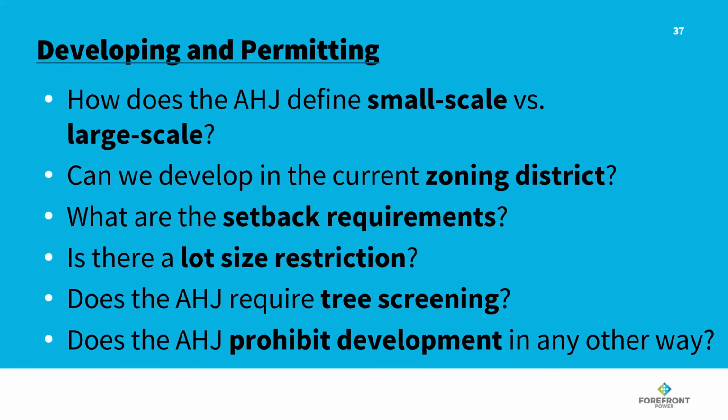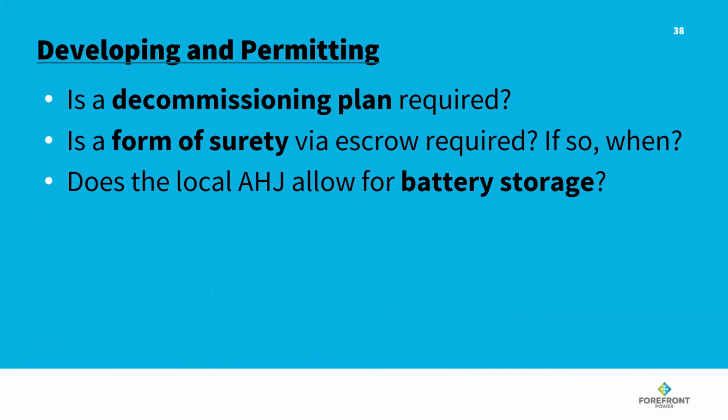And does the AHJ prohibit development in any other way? Going back to that Chester County example, I just recently ran into an ordinance out there that said no solar is allowed on prime farmland soils class 1 and 2. Very, very specific, very restrictive in a way. So it's just another thing we had to go over, but having all of this in front of us right away helps us select the best sites, if that makes sense.